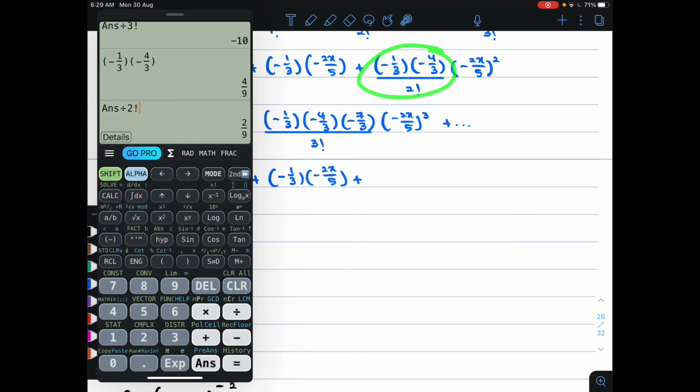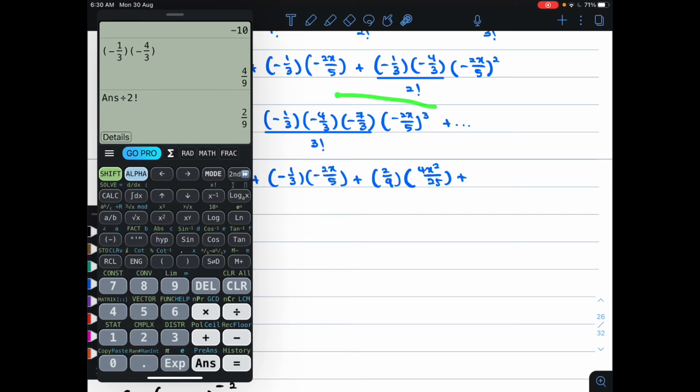And this will give you 2 over 9. When you expand (negative 2x over 5) to the power of 2, just be careful. Negative, when you square it, will give you positive. So the answer is positive 4x squared over 25. Now let's simplify the last term.